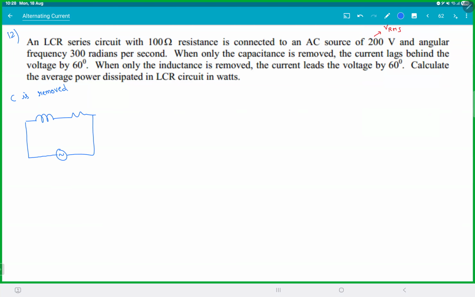Go back to phasors. When the inductance is removed, the current leads the voltage. Remember, in series circuit, we take current as a reference. And he's saying the voltage leads the current. So voltage must be ahead. We take the clockwise direction. This is 60 degrees.